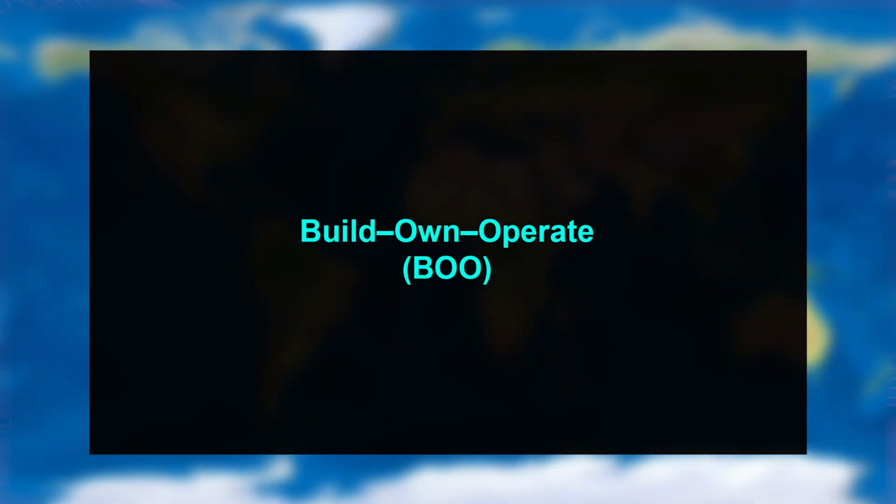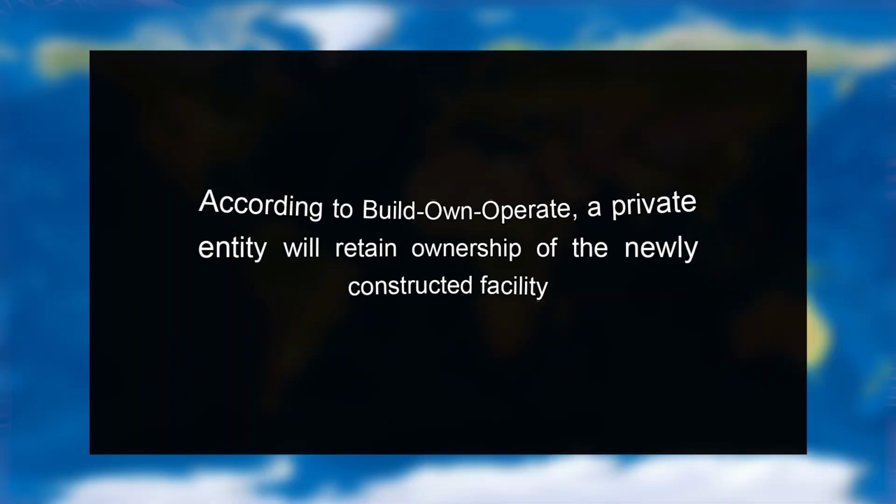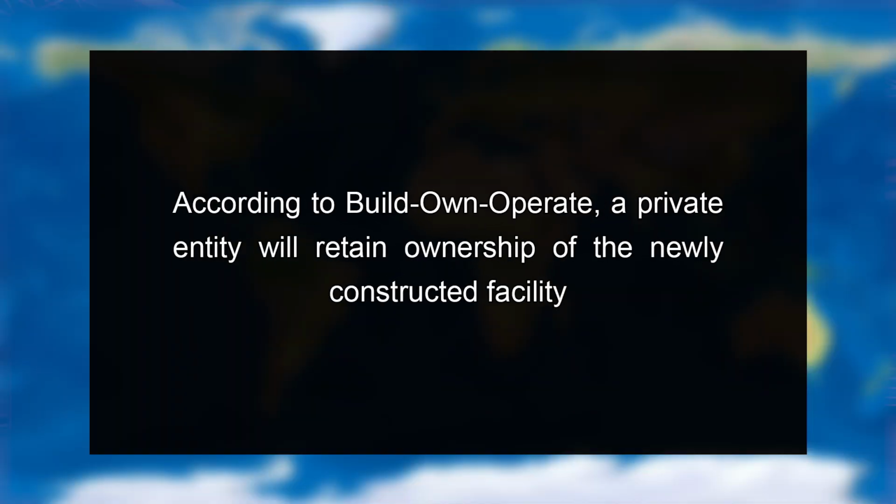Now next is build, own and operate, which we call as BOO. In a BOO project, ownership of the project remains usually with the project company, such as a mobile phone network. Therefore, the private company gets the benefits of any residual value of the project. According to this approach, a private entity will retain ownership of the newly constructed facility.